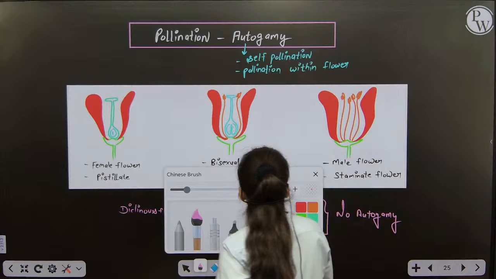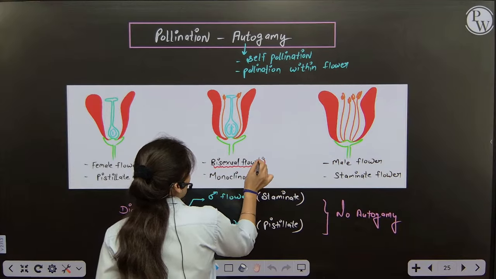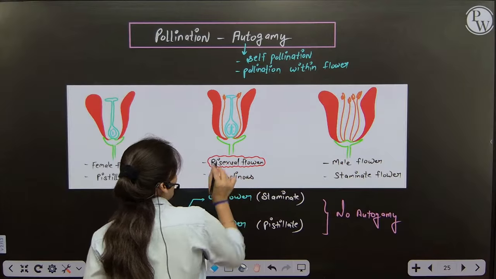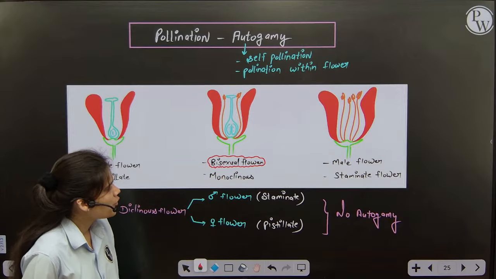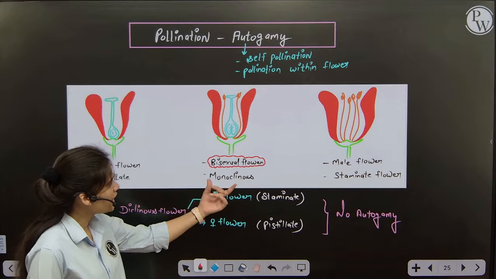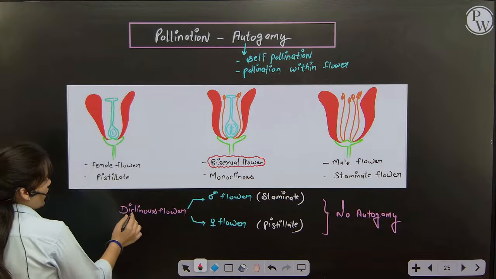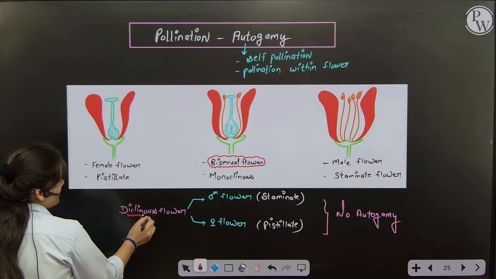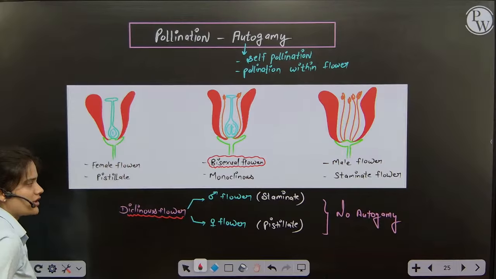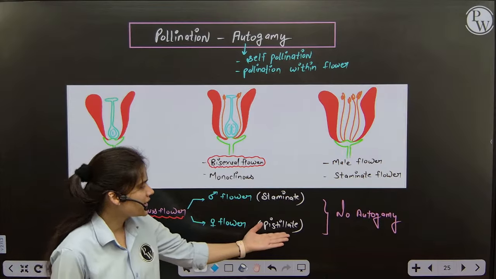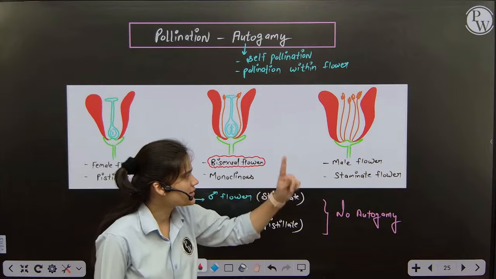If our flower is bisexual, that means the flower is bisexual. It is also known as monoclinous. What is monoclinous? Both male and female parts are present on the same flower. Okay. In case of diclinous, what is diclinous? Either a female flower is present or a male flower is present. If a female flower is present, that is known as pistillate. If a male flower is present, that is known as staminate.